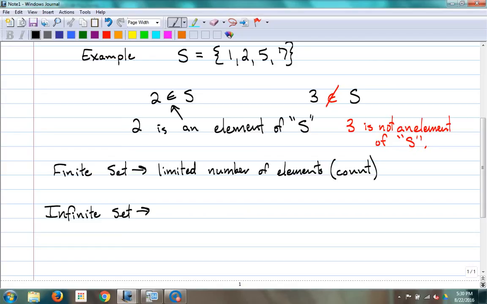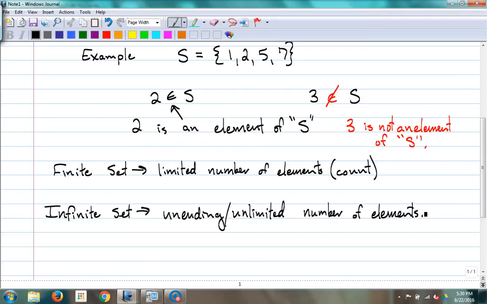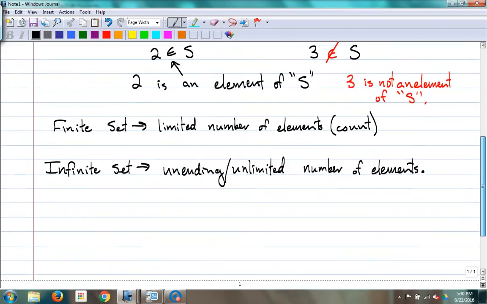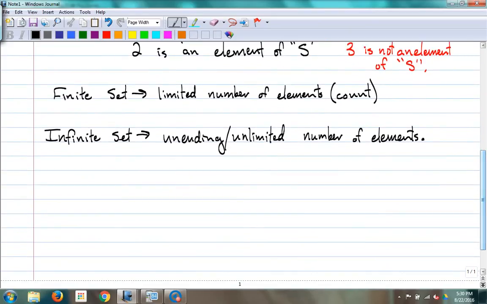An infinite set has an unending or unlimited number of elements. You couldn't count how many are in there. You might tell me what kind of things are in there, but you can't. There's not a stopping point that says, oh, it's only the numbers 1 through 9. That would be a finite thing. Okay. All right. So let's look at some various examples of finite and infinite sets.